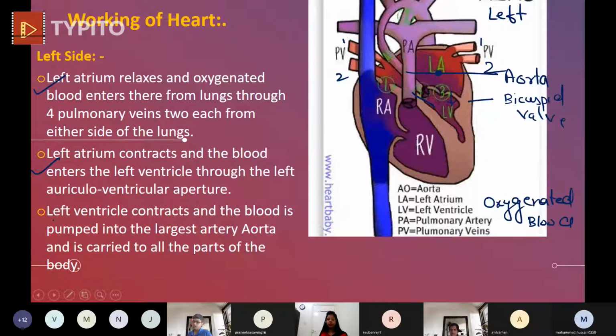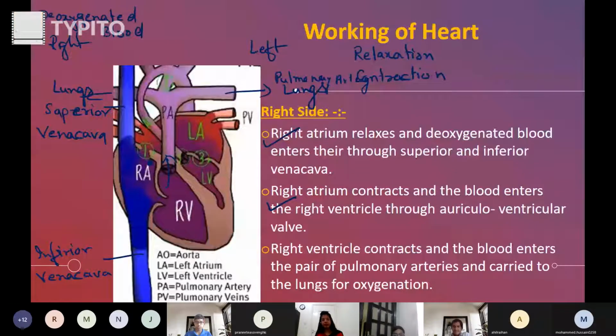Working of the heart, left side once again. In the beginning, the left atrium relaxes, and at this time oxygenated blood enters through four pulmonary veins, two from each lung, and pours its blood into the left atrium. Then the left atrium contracts and all the blood from the left atrium comes to the left ventricle through the auriculoventricular aperture, which is guarded by the bicuspid valve. Then the left ventricle contracts and blood is pumped to the aorta. Okay, aorta.